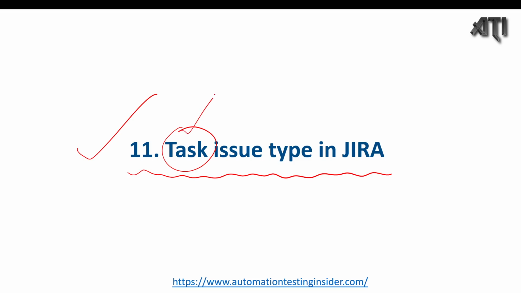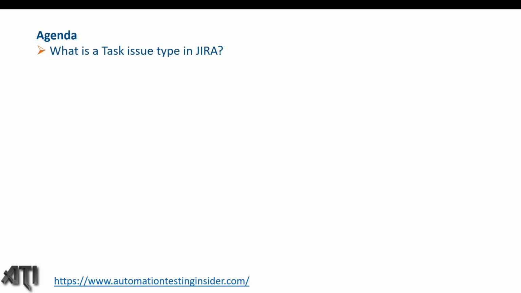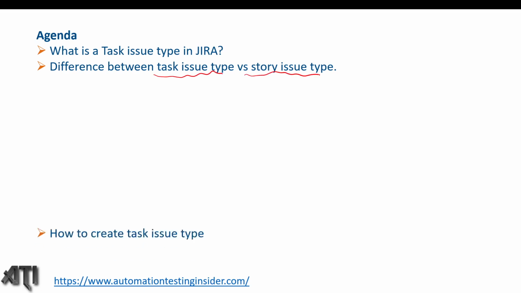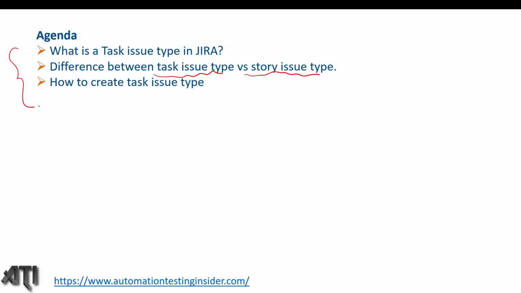So let's have a look at the agenda for today. We are going to talk about what the task issue type in Jira is, and we'll talk about the difference between the task issue type and the story issue type. Later on, I'll show you practically how we can create a task issue type in Jira. So this is what we are going to discuss today.